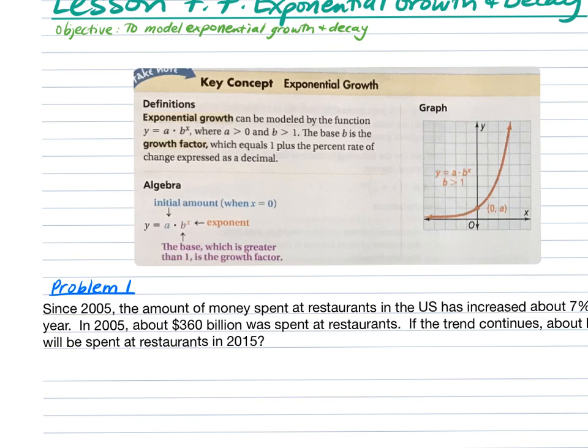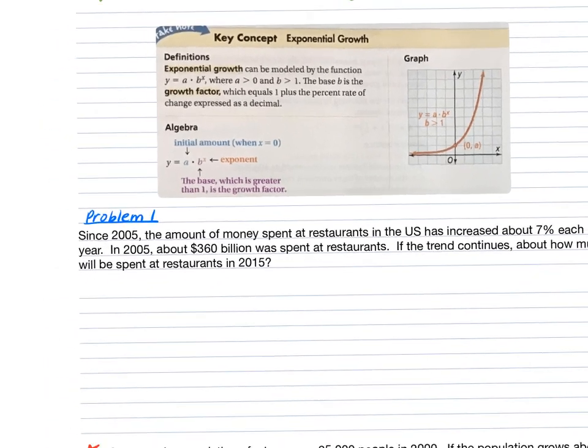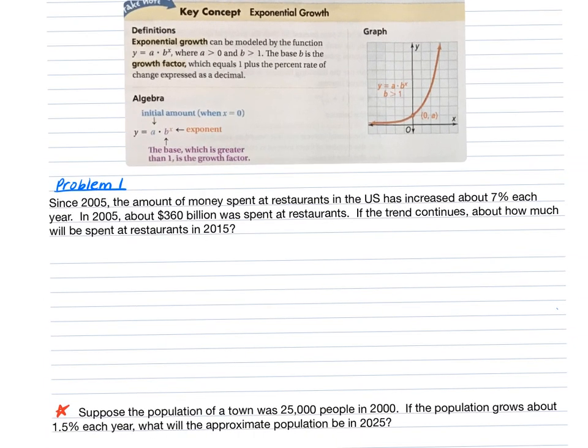So let's see what the first problem says. Since 2005, the amount of money spent in restaurants in the U.S. has increased about 7% each year. In 2005, about $360 billion was spent at restaurants. If this trend continues, about how much will be spent at restaurants in 2015?